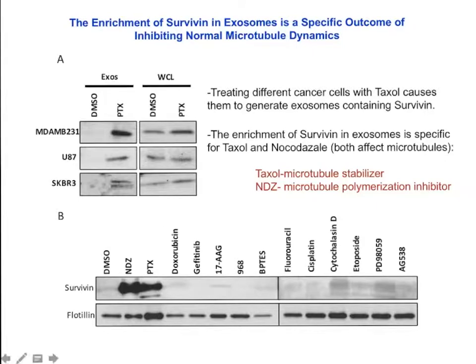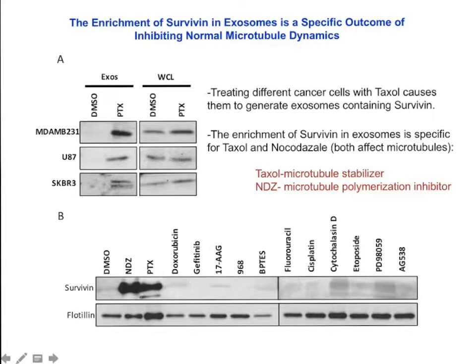But there's more to it than that. Both of these drugs, although they can inhibit normal microtubule dynamics, do so in different ways. I've already shown you earlier that Taxol is a microtubule stabilizer, so it increases the amount of microtubules present in the cells. But nocodazole is a depolymerizing agent, so it inhibits microtubule polymerization and increases the rate at which they depolymerize. So the microtubules fall apart in these cells. Yet whether we build up the microtubules or we're breaking them apart, called catastrophe, in either case we get an enrichment of survivin in the exosomes.